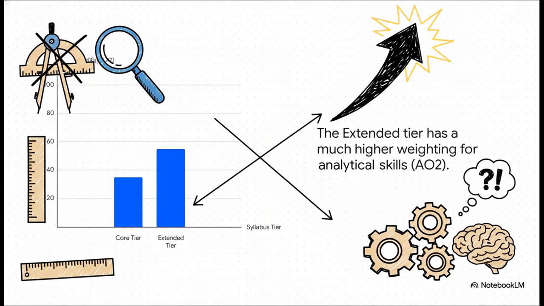Okay, now this is probably the single most important strategic insight in the entire syllabus. Just look at the weighting. In the core tier, it's about 2/3 procedural skill. That's AO1. But in the extended tier, it completely flips on its head. The majority of marks, 55%, are for analytical and problem-solving skills, AO2. Knowing this literally changes everything about how you should prepare your students.